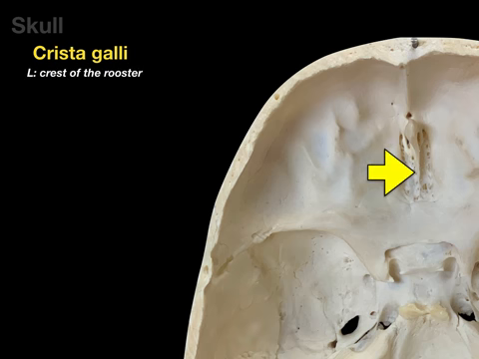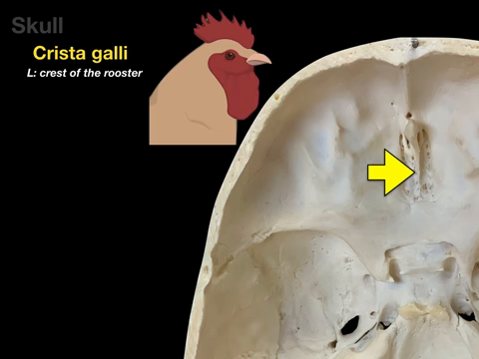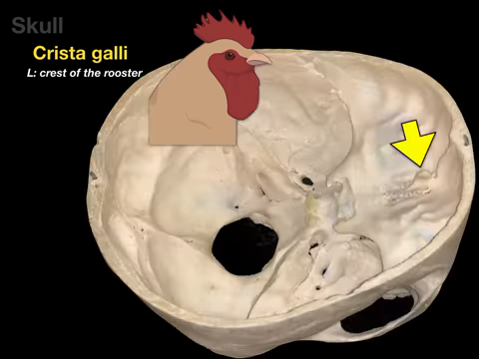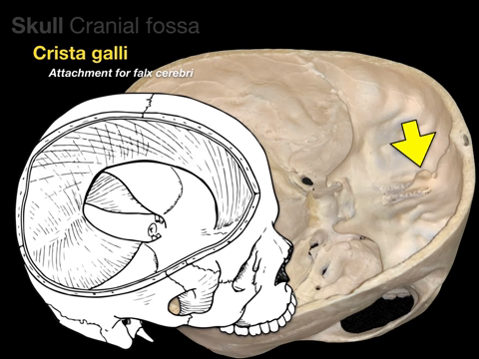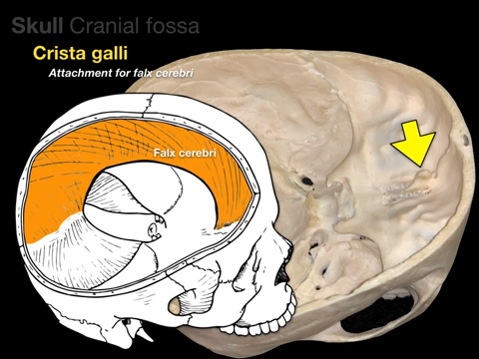And crista galli is Latin for the crest of the rooster. And so how does that look? Well, let's take a look at another view, like that. There is that crista galli, so that it looks like the crest of a rooster. Now, what does the crista galli do? It serves as an attachment for the falx cerebri here in orange, which is this longitudinal structure of dura mater that separates our cerebral hemispheres, and then right there attaches and anchors to the crista galli.